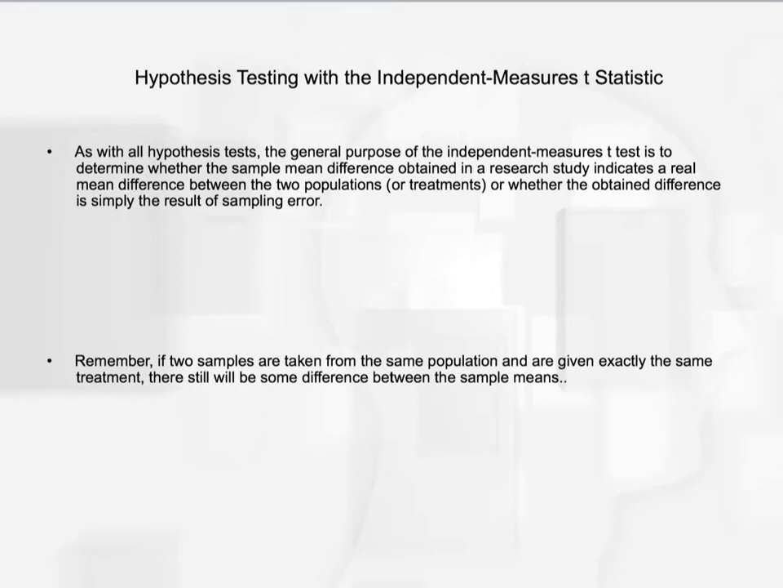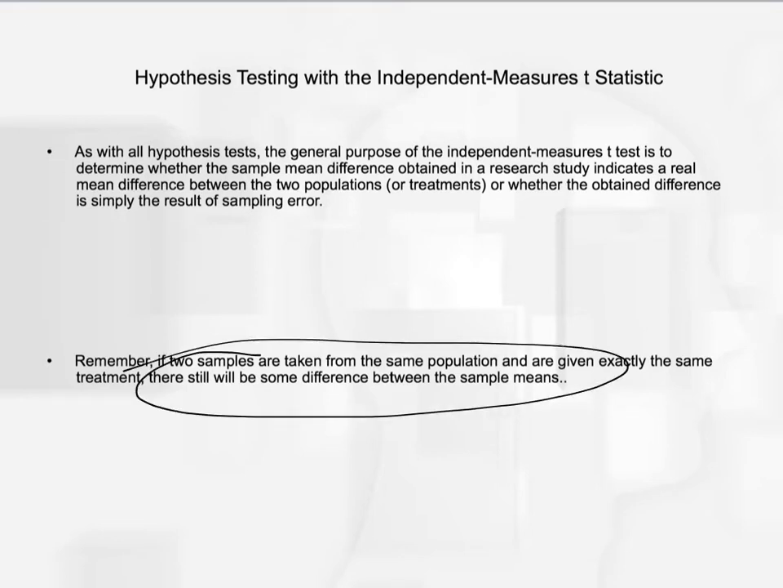When you do experiments like this, you should have a good reason why you think one method is different from another. And in order to show that, when you have two groups, you would use the independent measures t-statistic. Sometimes we have three groups, and then we use a technique called analysis of variance. The last bullet point says, remember, if two samples are taken from the same population and are given exactly the same treatment, there will be some difference between the sample means, and this would be due to sampling error.